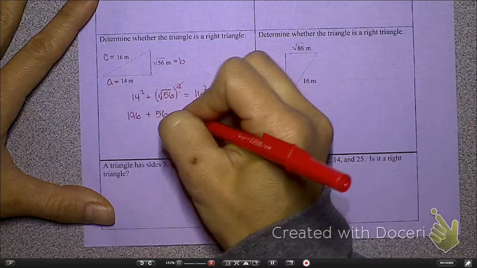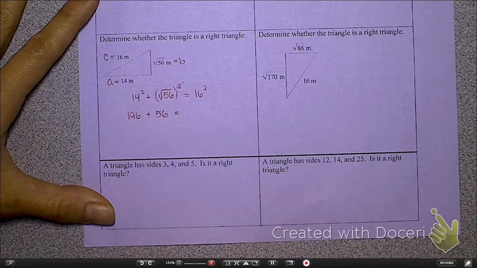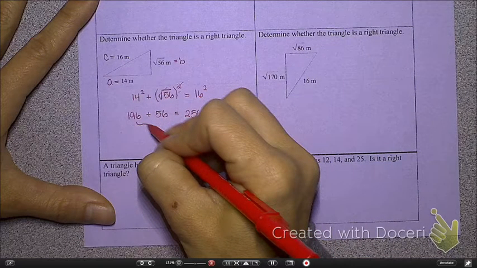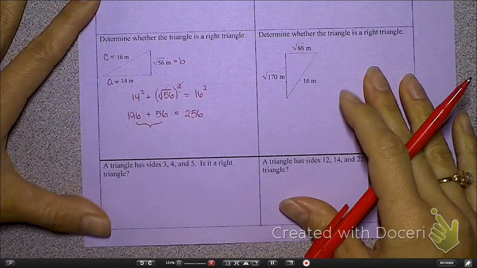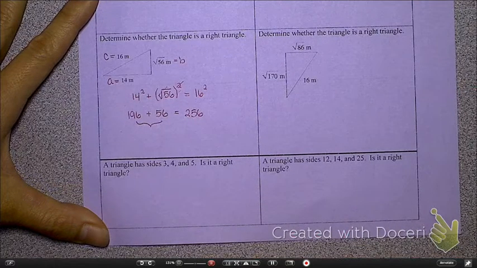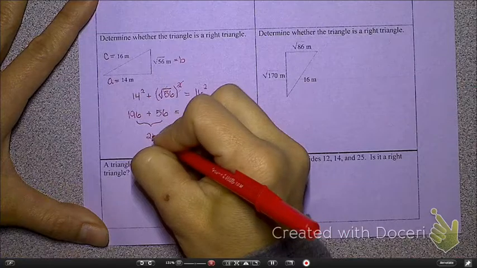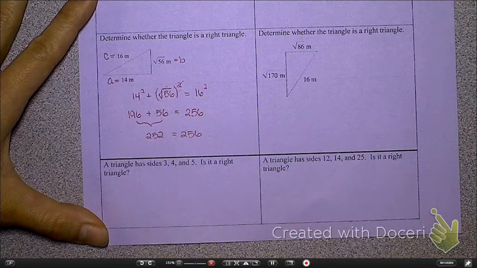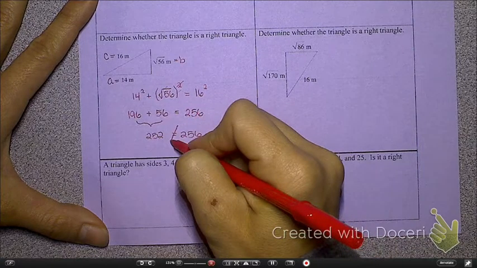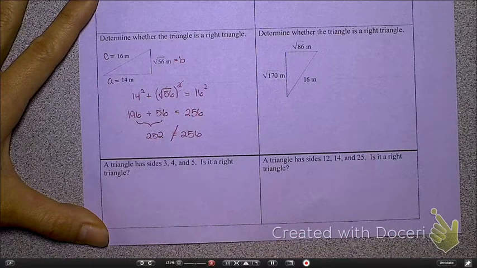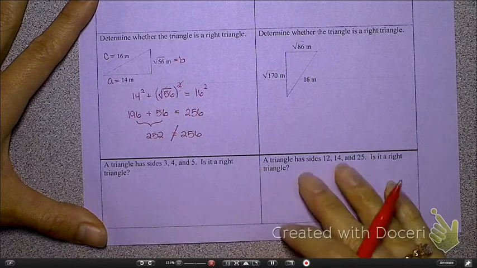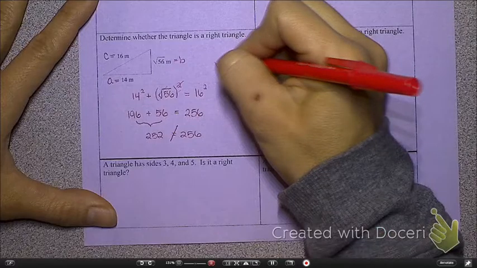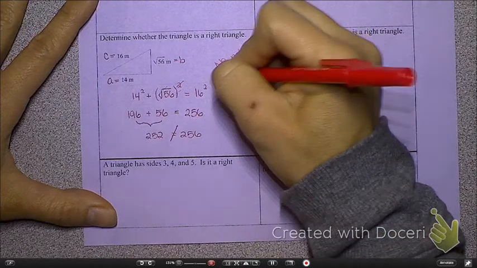All right, and then this one, 16 squared, gives me what? Okay, so now I'm going to go ahead and put these together. Is this a true statement? No. Okay. So what happens if I get a statement and it's not true? It's not a right triangle. Okay. So we're going to say for my answer, no, it is not a right triangle.